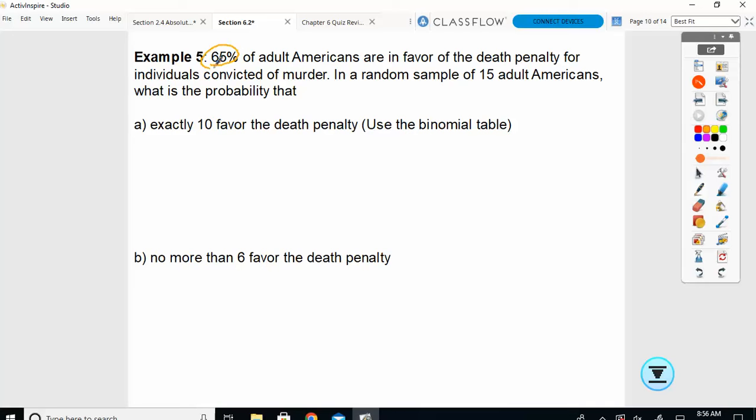What does this 65 represent? That's the probability that they are in favor of it. So that's my p. What's the 15? n.